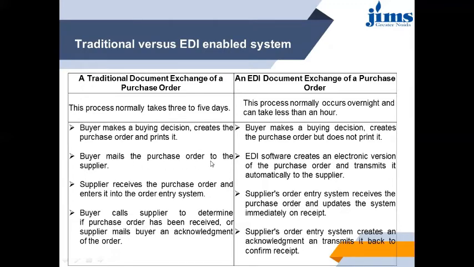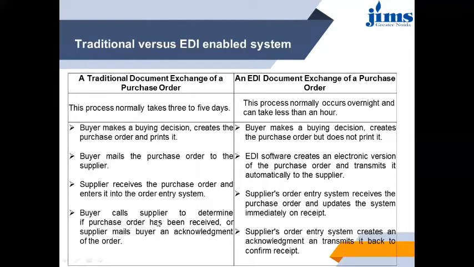Buyers mail the purchase order to the supplier. EDI software creates an electronic version of the purchase order and transmits it automatically to the supplier. For example, you have an order on Amazon, you have put your email ID there. When you place the order, automatically you receive an email regarding your order. In the traditional process, the supplier receives the purchase order and enters it into the order entry system. In EDI, the supplier's order entry system receives the purchase order and updates the system immediately on receipt.